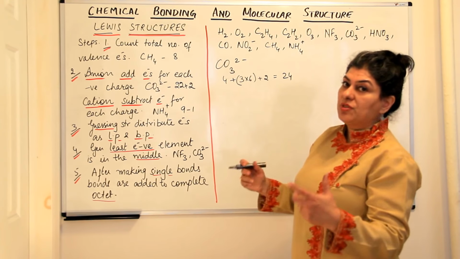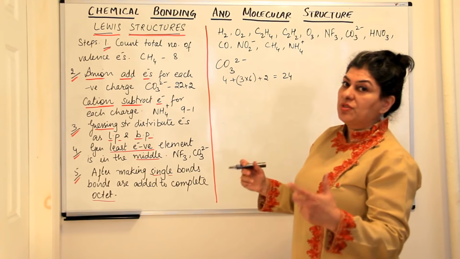So let us fill up oxygen: 2, 3, 4, 5, 6, 7, 8. The 8 of oxygen are filled up, and 9, 10. So oxygen has its octet completed here, but carbon has only 4 electrons, do you see here? Carbon now has only 4 electrons. It needs 4 more electrons to complete its octet.